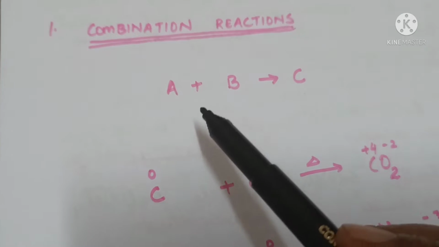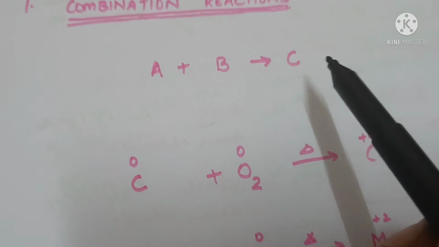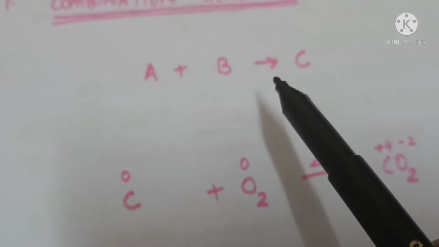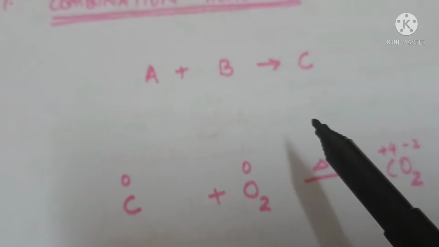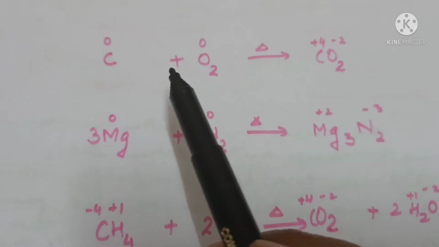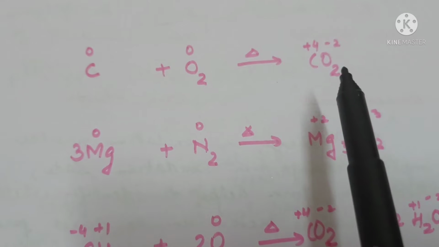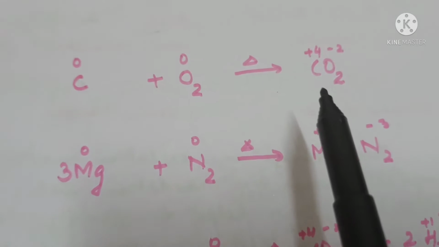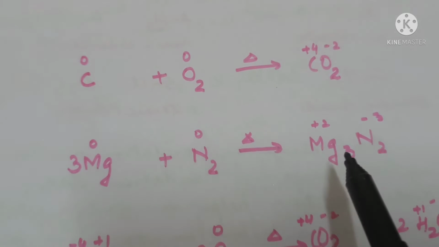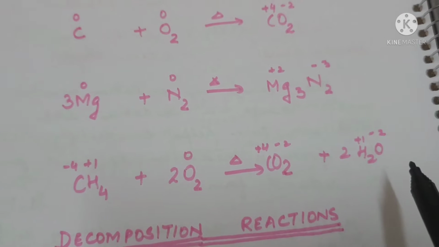A combination reaction can be illustrated as A plus B forms C, where either A or B or both should be in elemental form. All combustion reactions come in this category. For example, carbon plus oxygen combines to form carbon dioxide. This is a combination reaction. Similarly, magnesium plus nitrogen forms magnesium nitride. Methane plus oxygen forms carbon dioxide plus water.